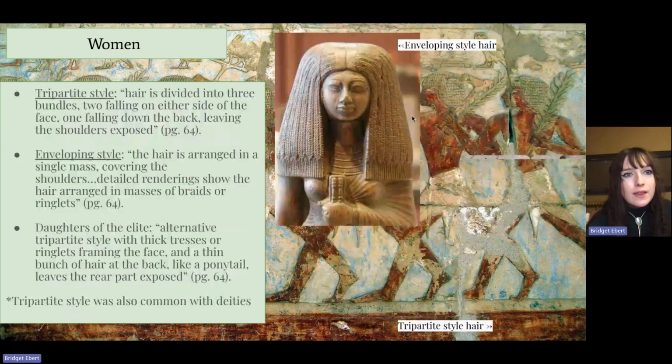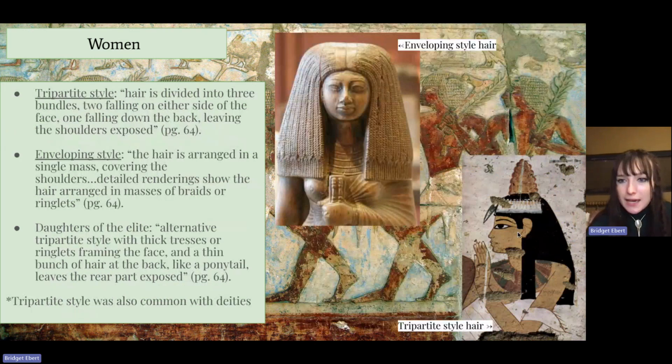Moving forward, there are two types of styles here. So we have the tripartite style, which is hair divided into 3 bundles, 2 falling on either side of the face, 1 falling down the back, leaving the shoulders exposed. So I'll just do it to myself real fast. It's like 2 strands in the front, typically the ear is showing, and then 1 right down the back, and I have this right here on the right-hand side.